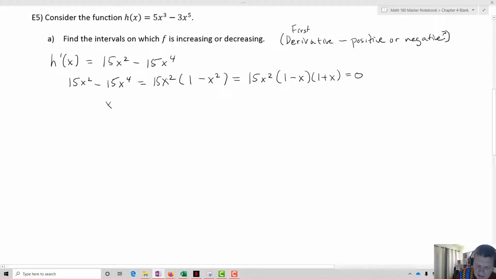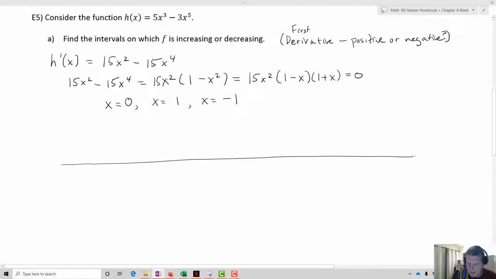Looking at that, that's going to give me my critical numbers: x equals 0, x equals 1, and x equals negative 1. Those are my three critical values. Now I'm going to test those critical numbers: negative 1, 0, and 1. I'm going to put them on a number line and then test the first derivative, h prime of x. First, let's use h prime of negative 2. h prime of negative 2 is going to equal negative 180. That's clearly negative, so that's decreasing.